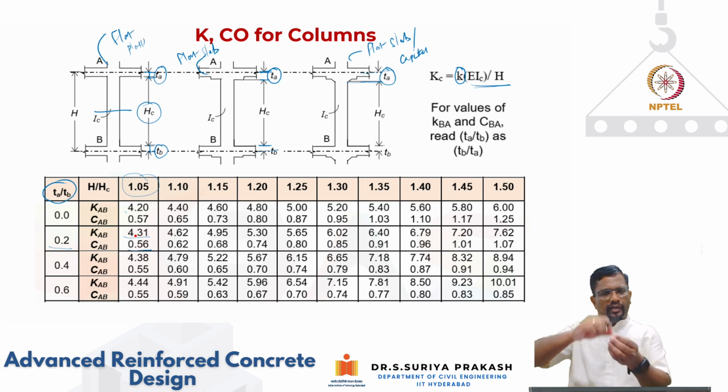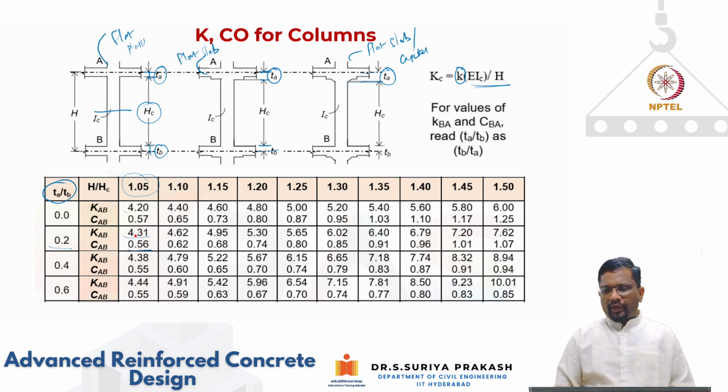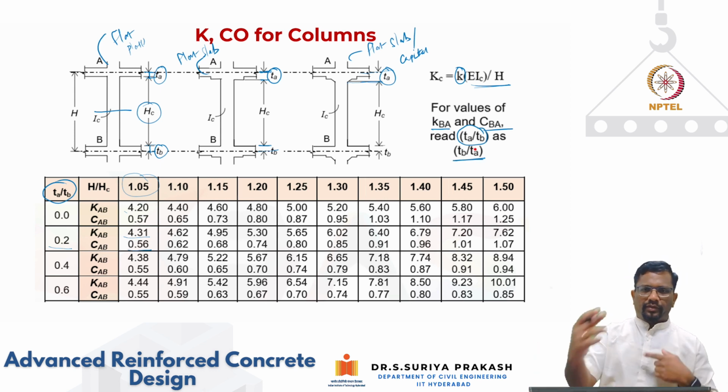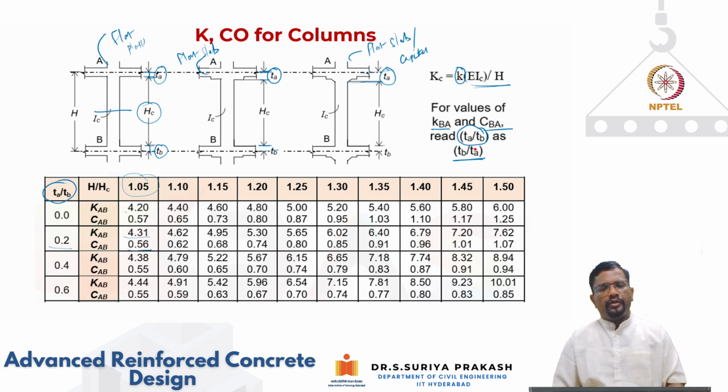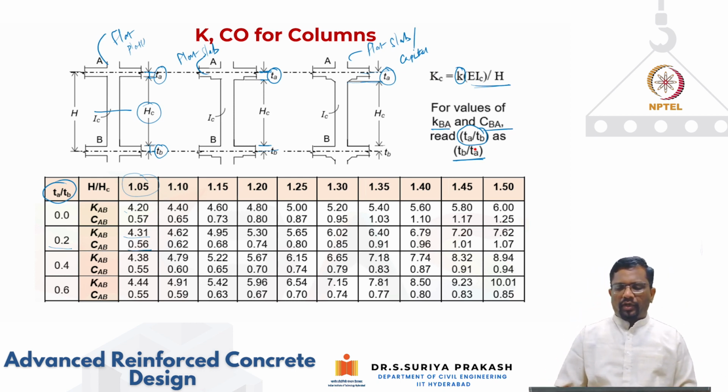So like that I need to do this for both the top end as well as the bottom end. Okay. Now, for values of the other end, KBA and CBA, instead of TA by T ratio, we have to use TB by T, you have to invert, right? Now the definitions are going to slightly change because the column will have two ends, right? So I have to find out the stiffness parameters for both ends like this.